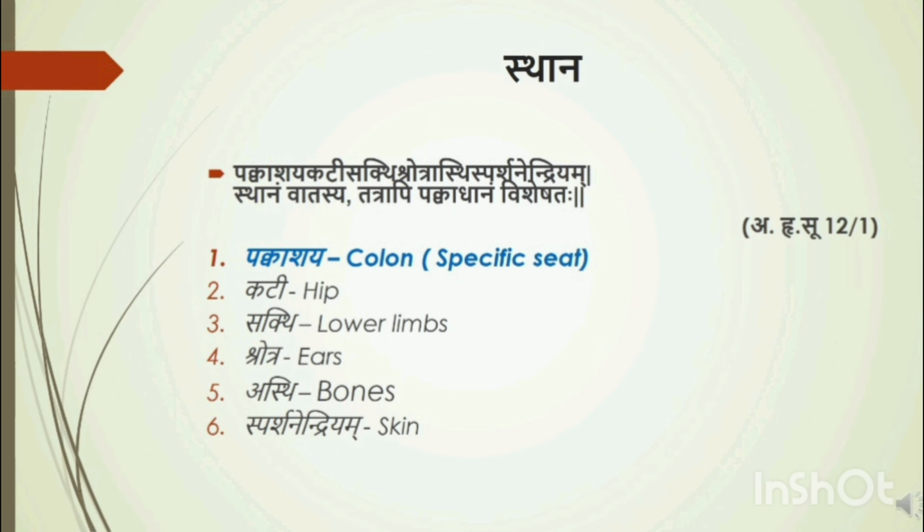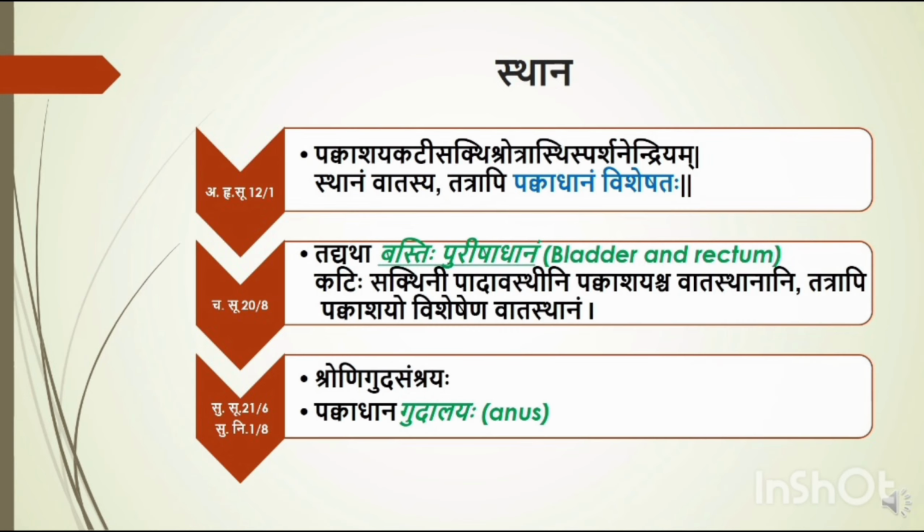So Pakvashya, Kati, Sakti, Shrotra, Asti and Sparshanendriya. Among these 6, Pakvashya is the specific seat of Vata Dosha. Other acharyas have also mentioned the sthanas of Vata. According to Charaka, he has also included the sthanas explained by Ashtanga Hridaya, but he has included 2 other sthanas, which are Basti and Purishadhana. Basti can be correlated to the urinary bladder, and Purishadhana can be correlated to the rectum. So you can remember the 2 extra sthanas mentioned by Charaka are Basti and Purishadhana.